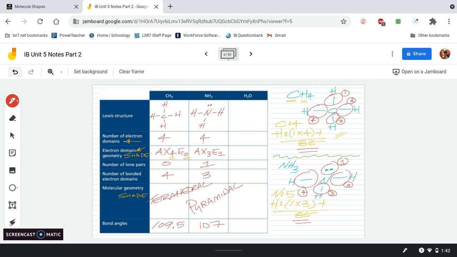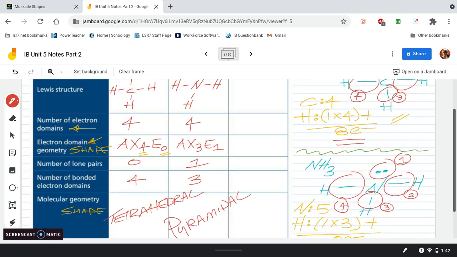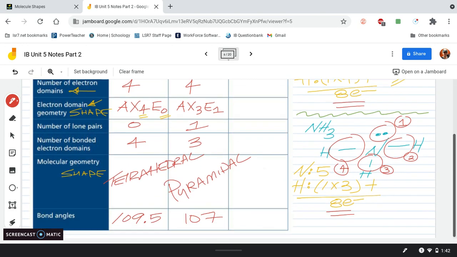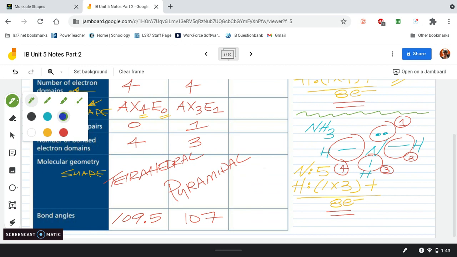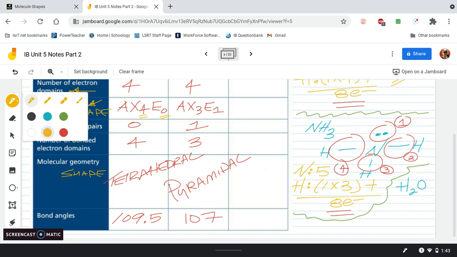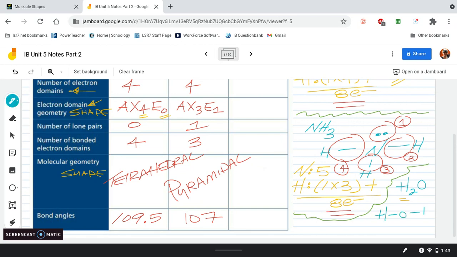So if we look at the last one, which is water, I'll kind of squeeze it in right here. Squeeze the water in here at the bottom. There we go. So the water, first of all, you can't put H in the middle. So it's going to have to be the O. So it's going to look like this, H to O to H.